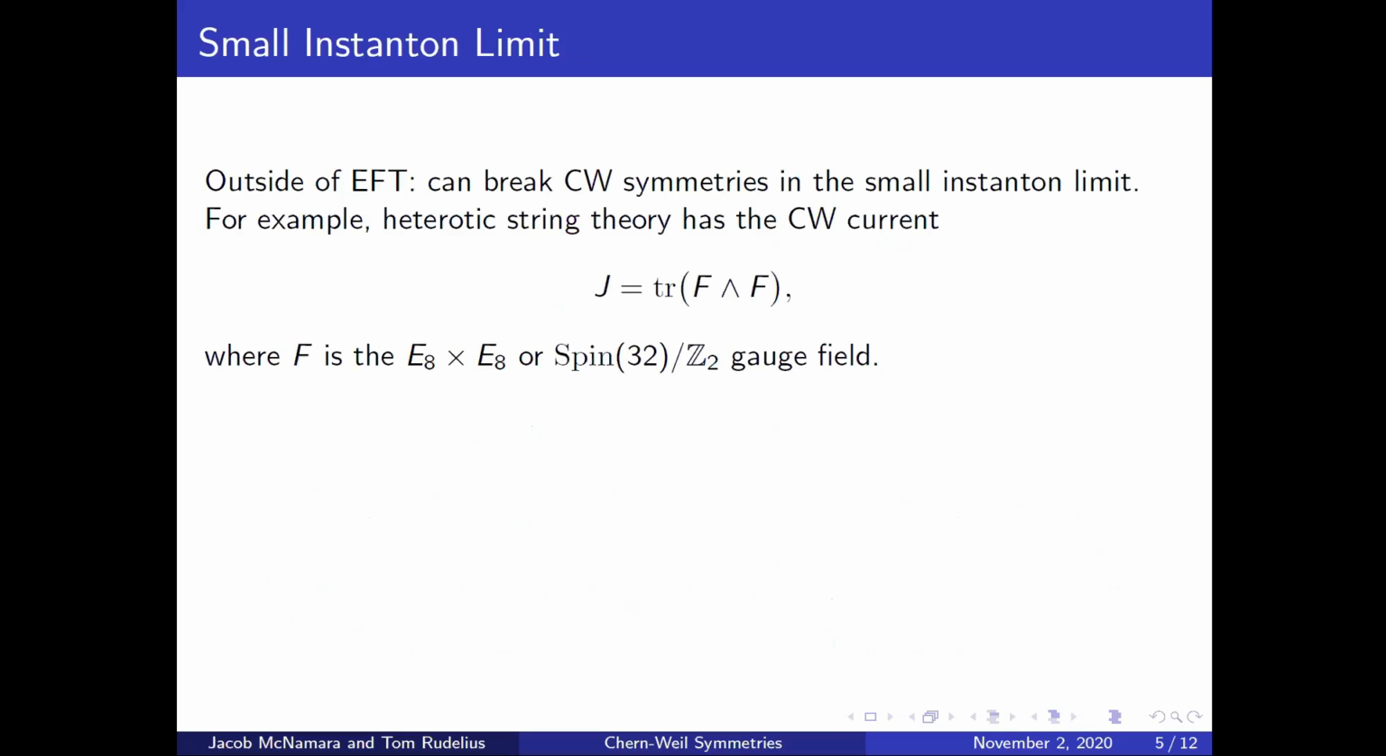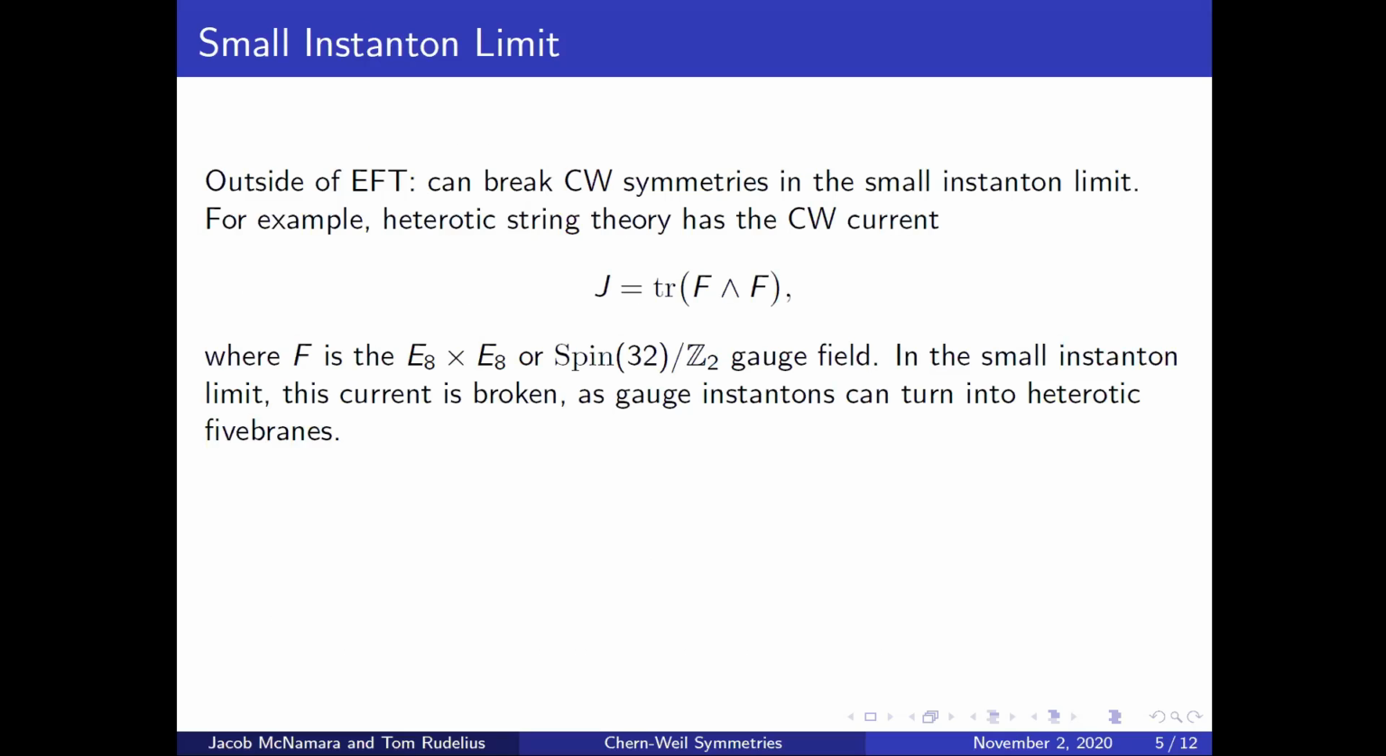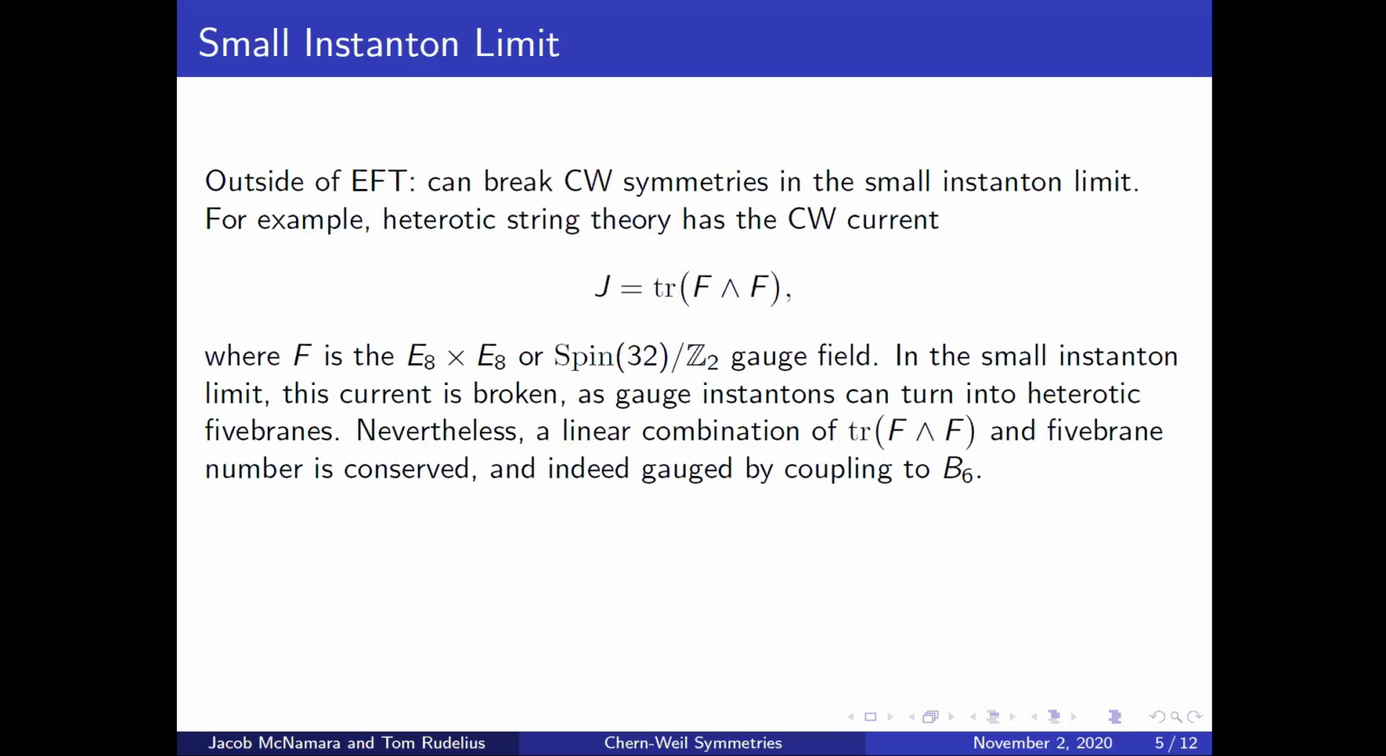And as is well understood, when we take the small instanton limit of this charge, the current is broken because gauge theory instantons can turn into heterotic 5 branes and then go off and do their own thing as a separate excitation. This is to say that the two charges, instanton number for the heterotic gauge field and 5 brane number, are not separately conserved, but only a linear combination of them, as well as a charge corresponding to the Pontryagin class of the tangent bundle. So only one linear combination is conserved, and this is the combination that's gauged by coupling to B6, which is the electromagnetic dual of the string theory 2 form, B2.